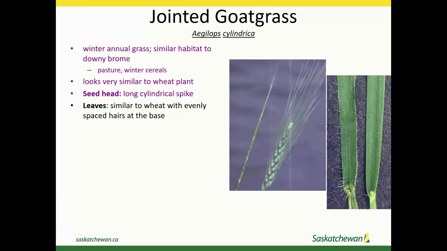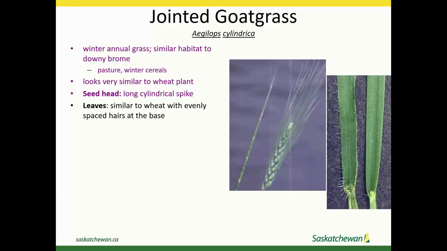Okay, we talked about that. The seed head is a long cylindrical spike, and that's in the left-hand picture there, where you've got the seeds essentially stacked one on top of the other, and you can get a broad range of variations from a regular wheat head to that jointed goat grass seed head on the left, where you get hybrids and variations of the two. Jointed goat grass is a member of the wheat family.